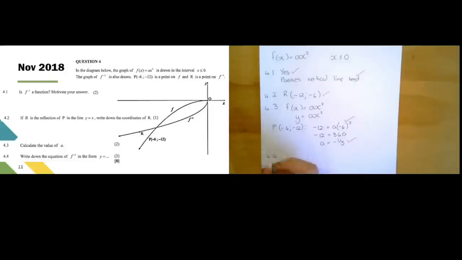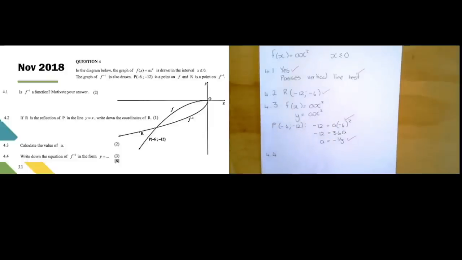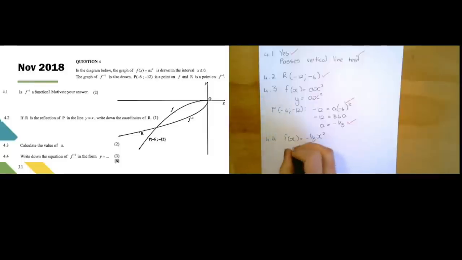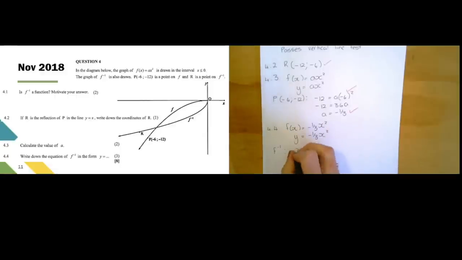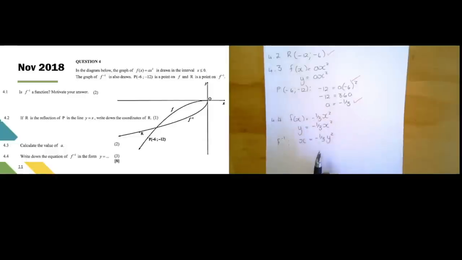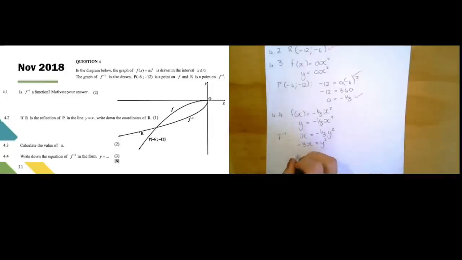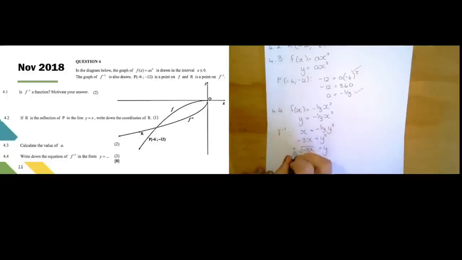Question 4.4. For three marks, write down the equation of the inverse. So let's start. What do we know? f(x), a we worked out was negative a third times x squared. So if I want the inverse, remember this means y equals negative a third times x squared. So if I want the inverse, how do I start again? By swapping my x and my y's. So I'm going to go x equals negative a third y squared. And now I need to make y the subject of the formula. I'd have to start by dividing by negative a third. So that's negative 3x equals y squared. And to get rid of a power of 2, I have to take the square root. So it's the square root of negative 3x equals y. Please remember when you take a square root, it's a plus minus in front.